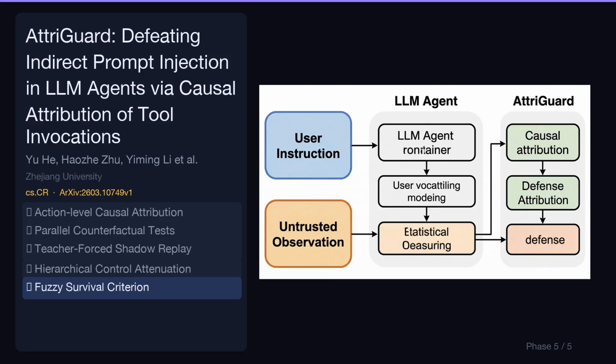To robustly handle LLM stochasticity, TreeGuard employs a fuzzy survival criterion. This criterion allows for slight variations in tool calls during counterfactual re-execution, making the defense more practical and resilient.